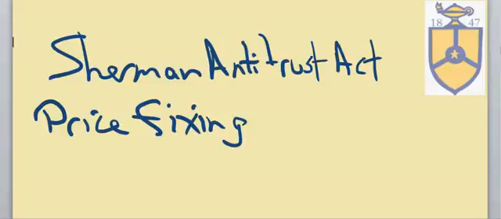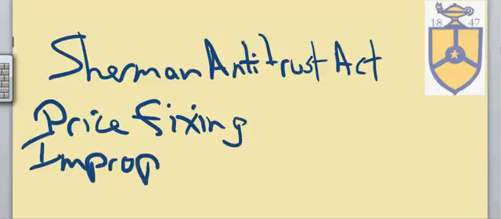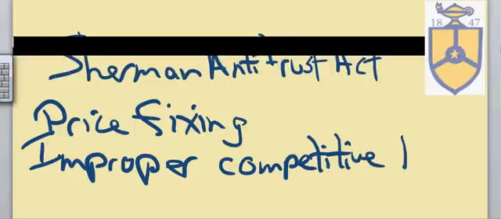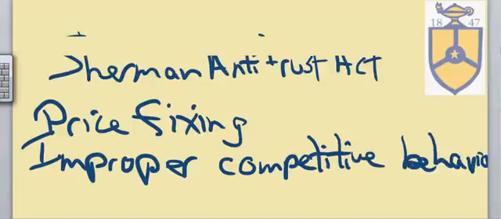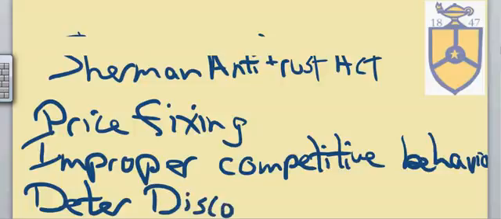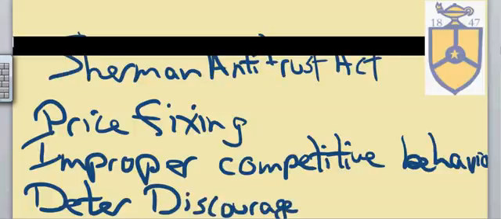The Sherman Antitrust Act also deals with improper competitive behavior, and its behavior that could monopolize the industry. As I mentioned, one would be three organizations getting together to set a minimum price, but also this could involve activities that would deter, discourage, or depress competitors.